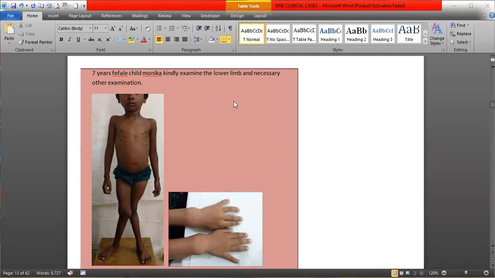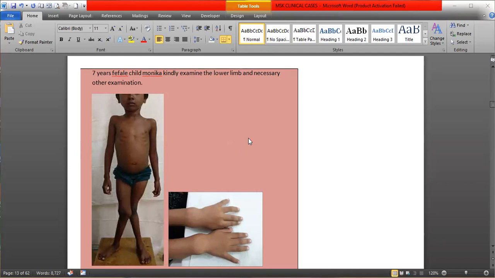Now I'm checking the chest. The costochondral junction is prominent. There is a swelling of the costochondral junction, that is, a rachitic rosary is present. I will now ask her to do the Gower sign. The Gower sign is negative.